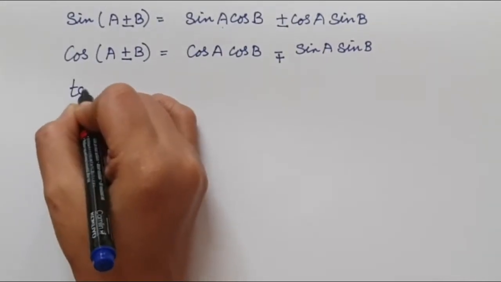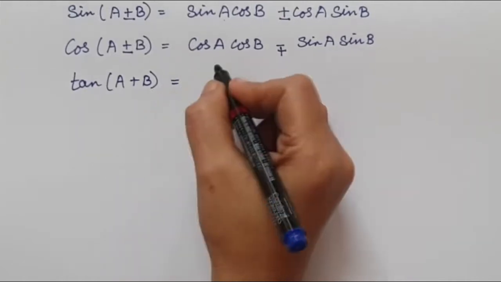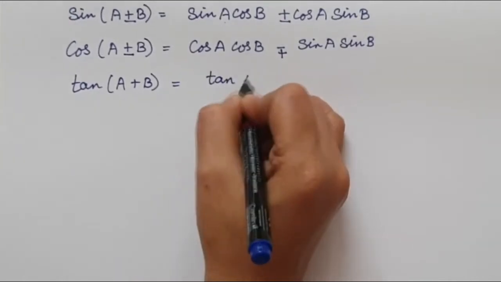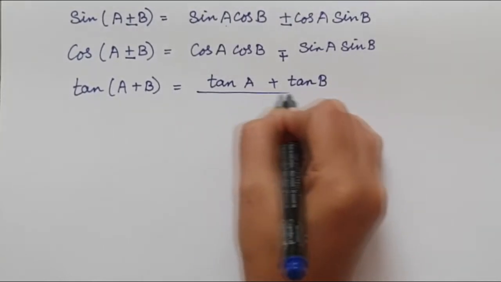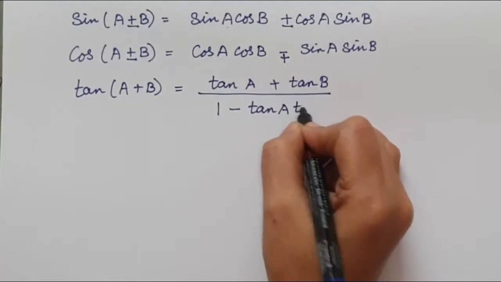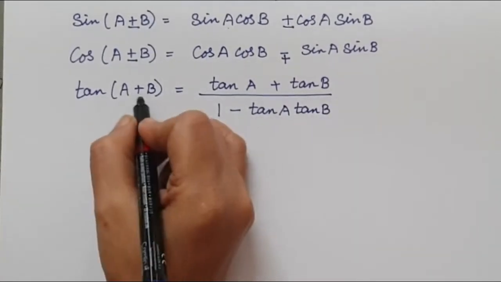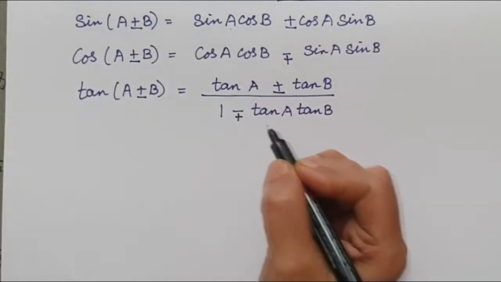In the same way, tan (a plus b) will be equal to tan a plus tan b by 1 minus tan a tan b. The same way, if it is a subtraction over here, also subtraction, and here it comes as addition.